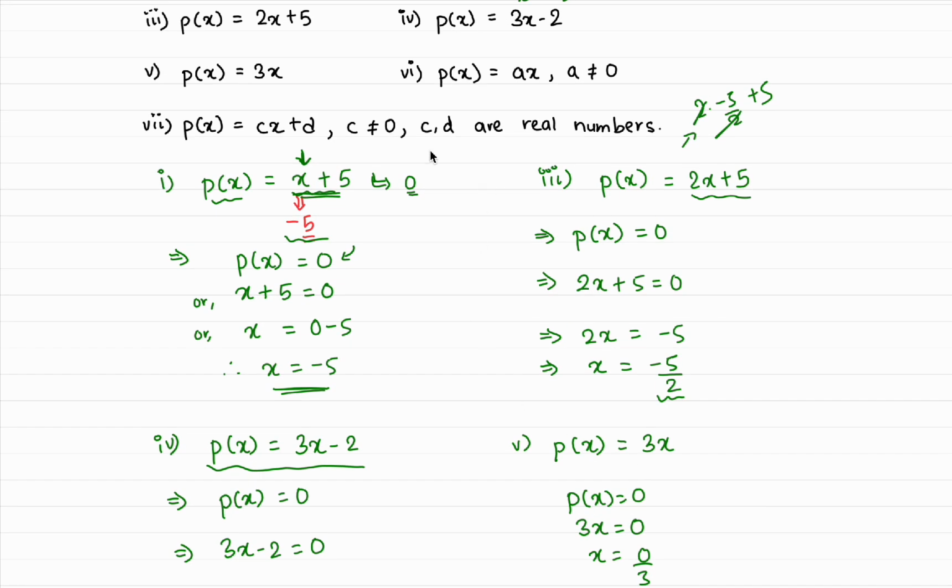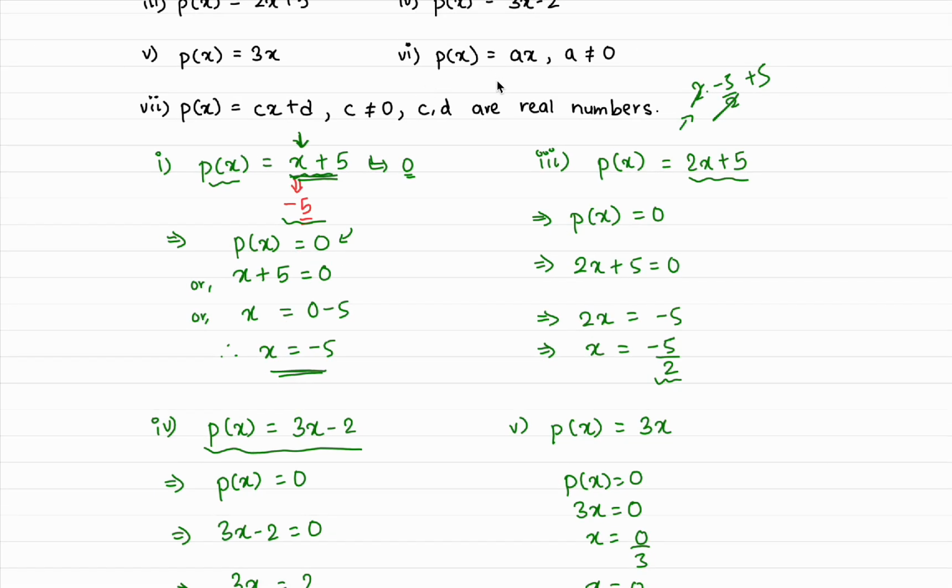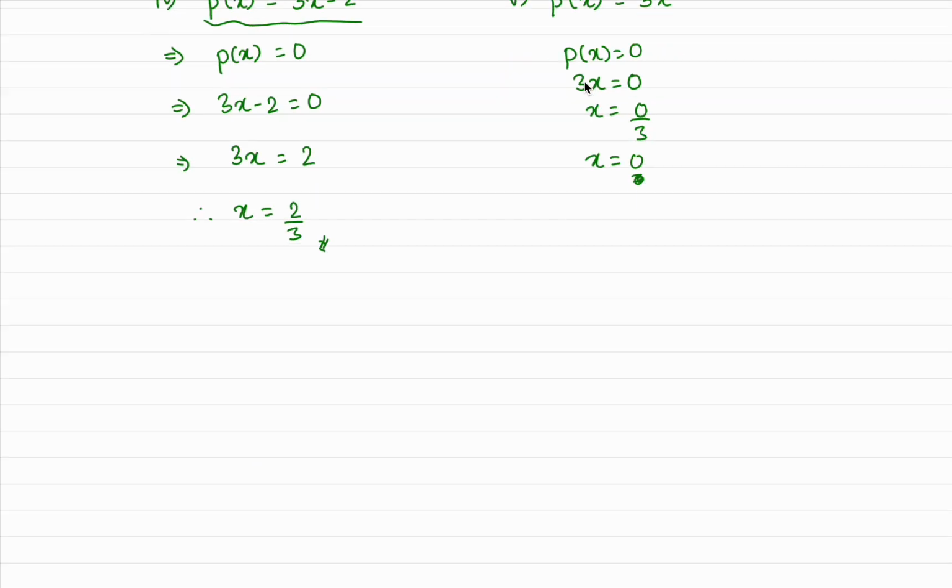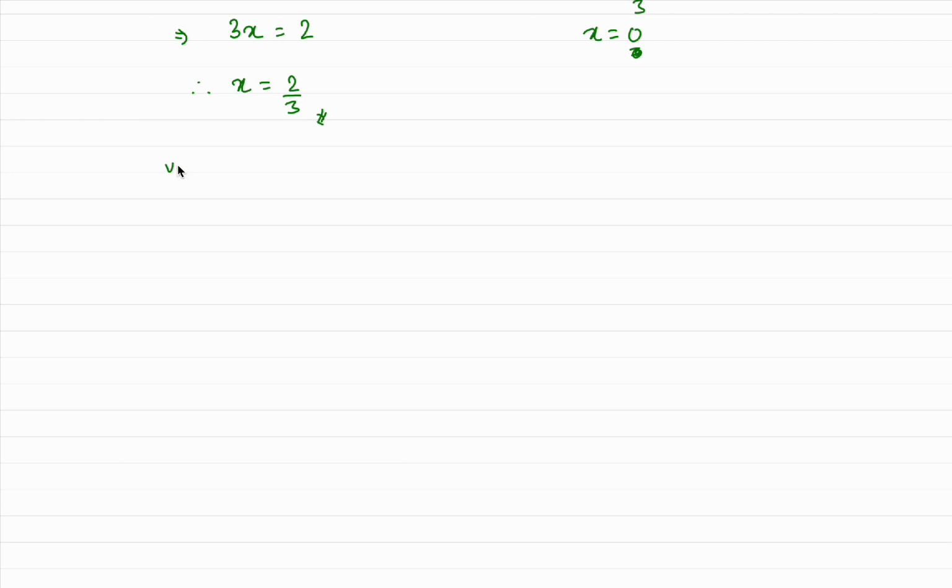Let's do question number 6. p(x) equals ax, a is not equal to 0. So we have p(x) equals ax, comma, a is not equal to 0. This is just something that they write in the question, so that the answer does not become something sort of undefined, okay? But you don't need to pay a lot of attention to this. It is important, but it's not necessary that you need to pay attention here.